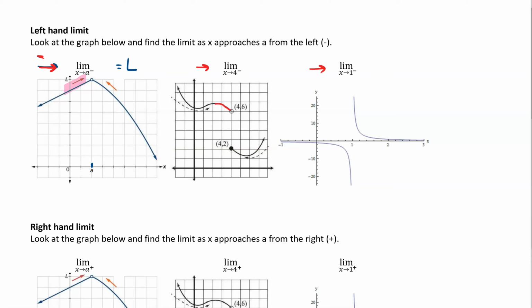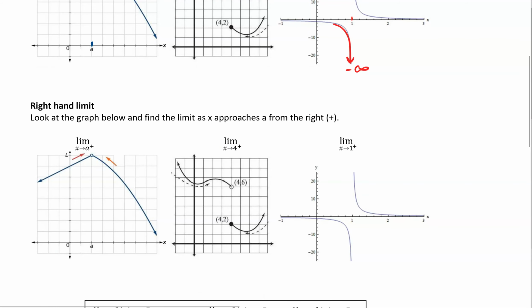Coming in this way, what number am I approaching? 6, correct. So as I approach 4 from the left, I get 6. And then this one is the same thing. There's my 1. As I approach from the left, you can see I'm going to negative infinity. And there you have it. Right-hand just means you're coming from the positive side.